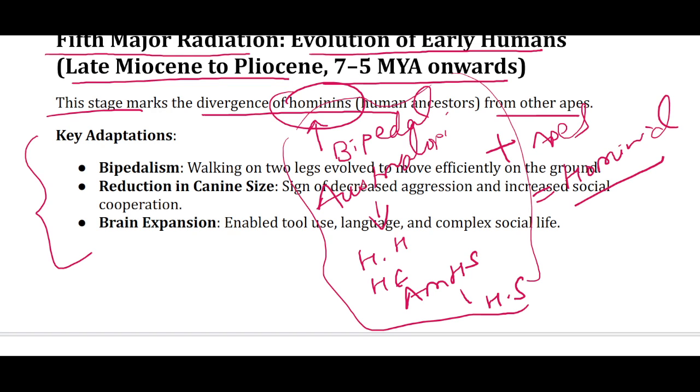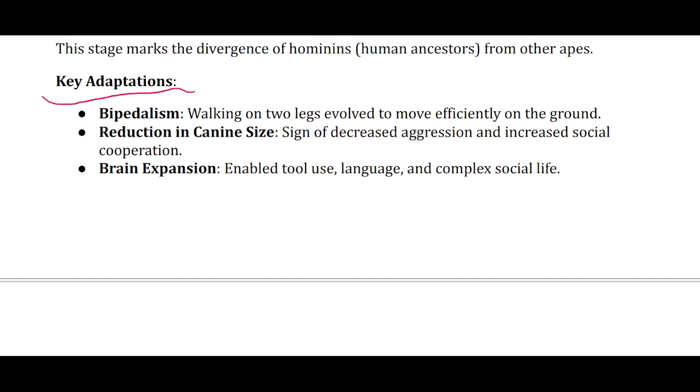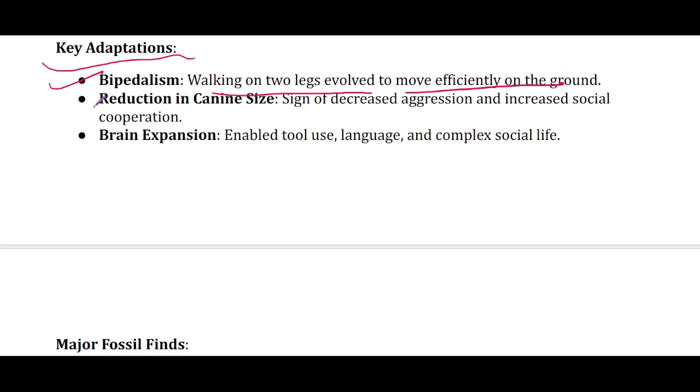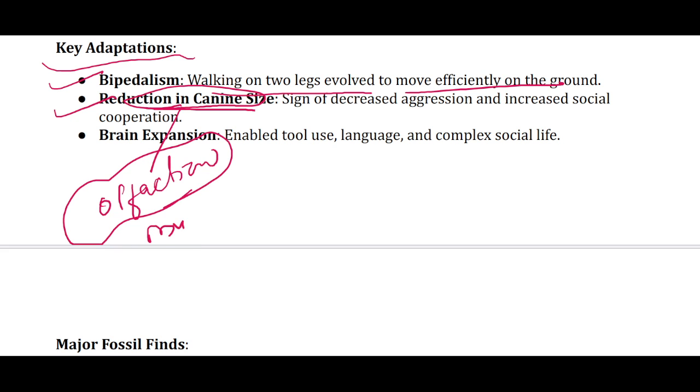So it is around 7 to 5 million years ago, on average around 6 million years ago, that there is a divergence between hominins and other ape species. Now, the key adaptations of divergence, first bipedalism, walking on two legs evolved to move efficiently, and reduction in canine size. The reduction in canine size is because of two reasons. First, reduced olfaction. So olfaction system reduce होने से muzzle reduce होगा, muzzle reduce होने से canine reduce होगा.